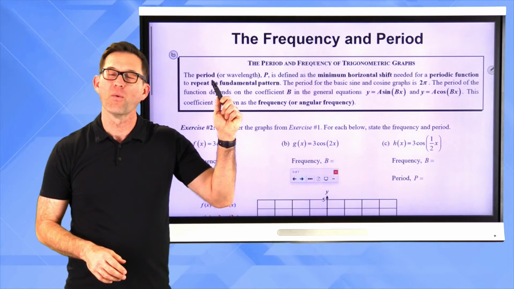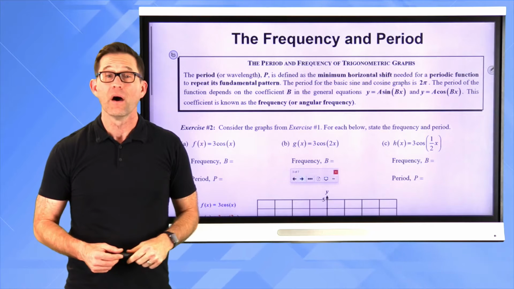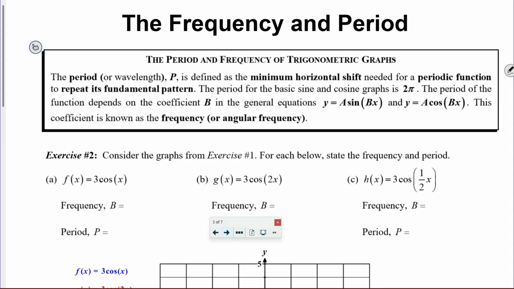All right, so let's talk about what's called the frequency and the period of a trigonometric graph. The period and frequency of trigonometric graphs. The period, or wavelength, p, is defined as the minimum horizontal shift needed for a periodic function to repeat its fundamental pattern. The period for the basic sine and cosine graphs is 2 pi, and we've talked about that already. The period of the function depends on the coefficient b in the general equation y equals a times the sine of bx and y equals a times the cosine of bx. This coefficient is known as the frequency, and physicists would really like us to call it the angular frequency.